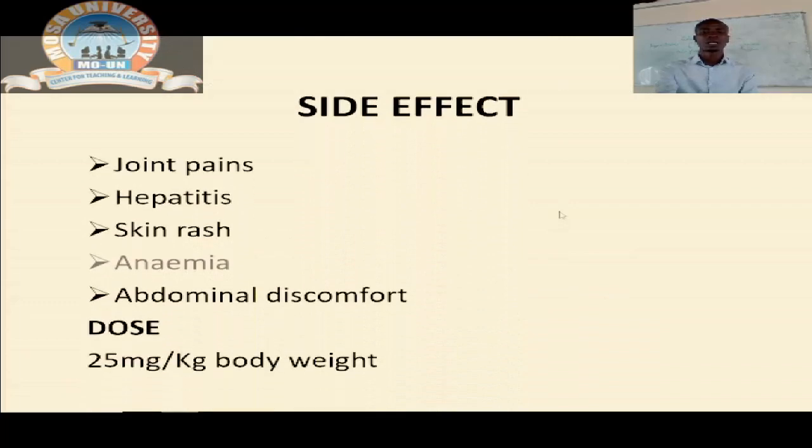The side effects of pyrazinamide are joint pains. So a client will be complaining of joint pains. There's hepatitis, that's inflammation of the liver, and also there will be skin rash and also anemia. So when a client is taking pyrazinamide, make sure that you do a full blood count to monitor the blood cells in the body. And also abdominal discomfort. So a client will complain of abdominal discomfort. The dose of pyrazinamide is 25 milligrams per kg body weight.